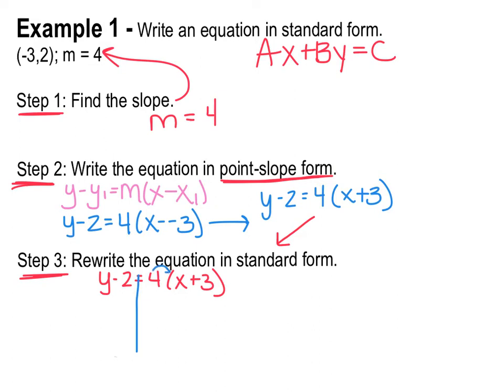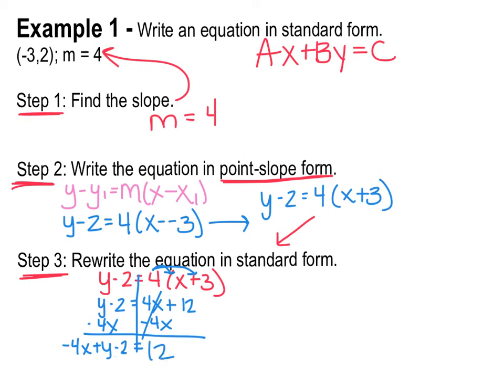I'm going to get rid of the parentheses first. So I have y minus 2 equals 4 times x plus 4 times 3 is 12. Again, I want my x's on the left, so I'm going to subtract 4x on both sides. I'm going to have a negative 4x, a positive 1y, minus 2, 4 minus 4 is 0, and left with a 12. As I look at that, it's still not matching up with my standard form.